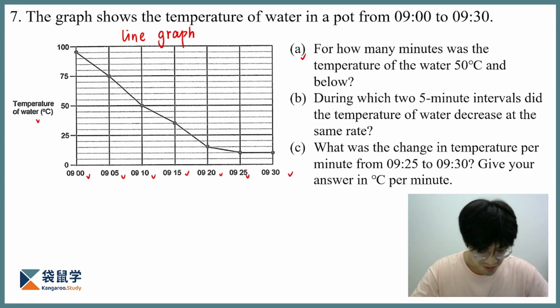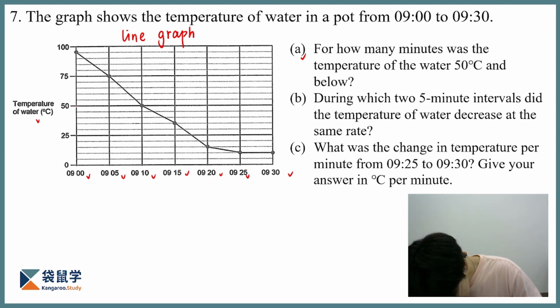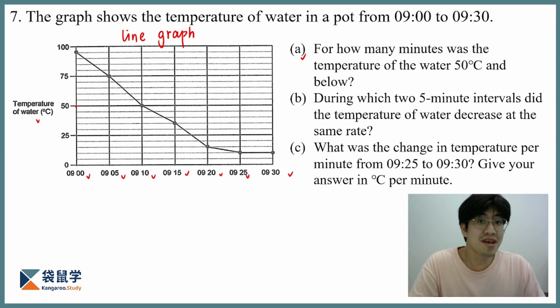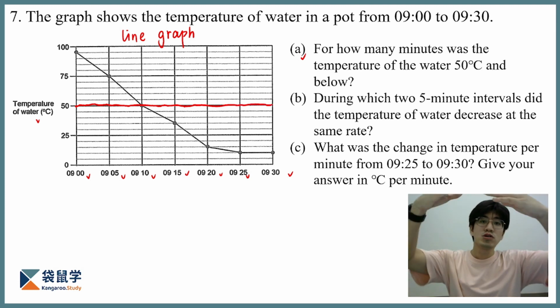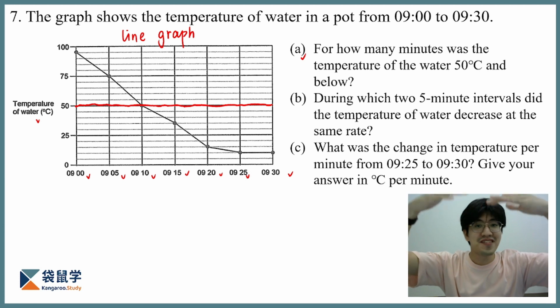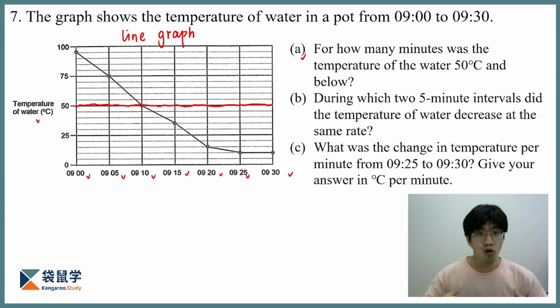So the first question: for how many minutes was the temperature of the water 50 degrees Celsius and below? Then we first have to find out where this 50 degrees Celsius is. It is this point over here. To make it clearer, I can draw a line across this graph, so that I know the points above this line are the times when it is above 50, and the points below this line are the times when it is below 50.